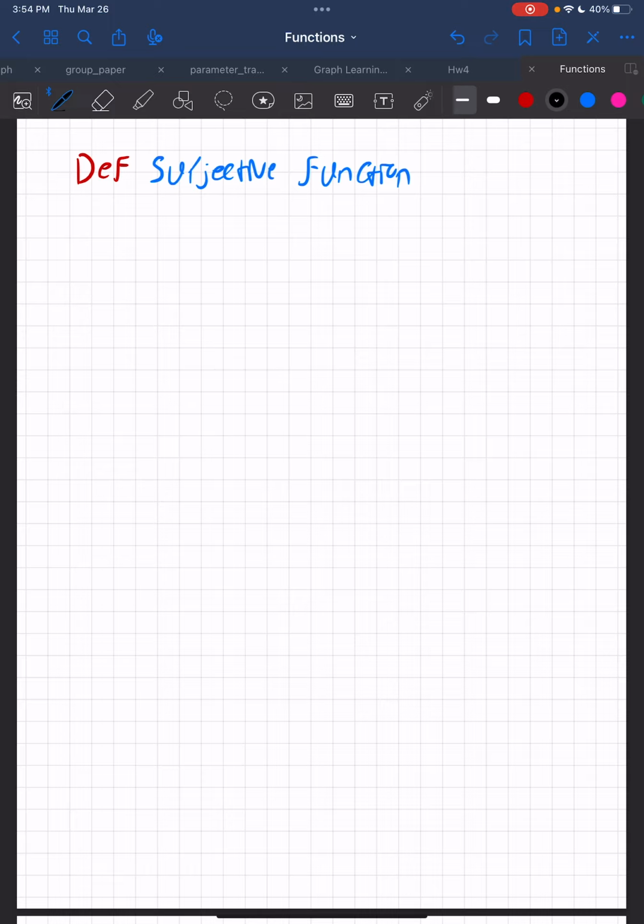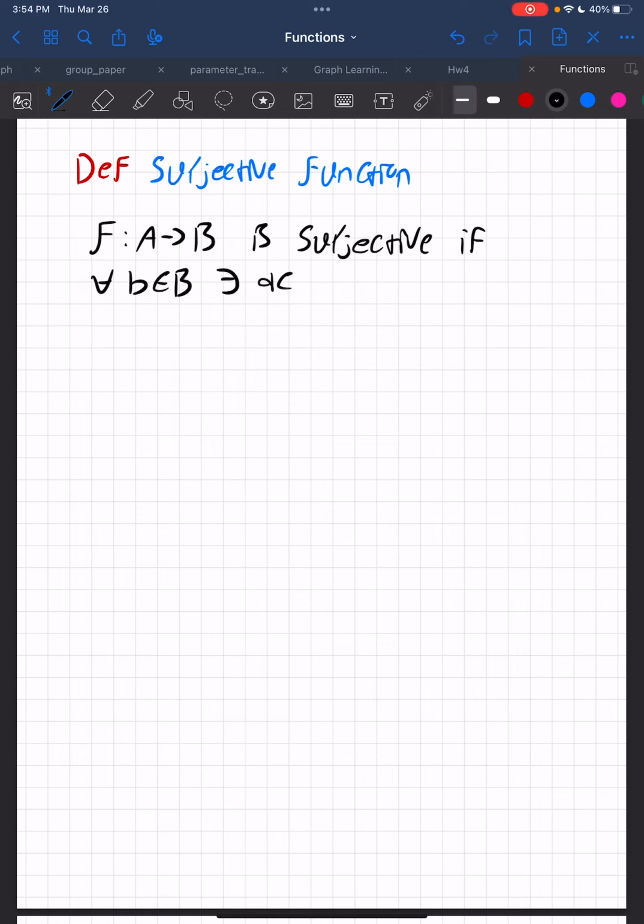So the definition of this would be, we say f from A to B is surjective if for all b in B, so for every possible output, every element of the codomain, there exists a in A such that f of a equals b.